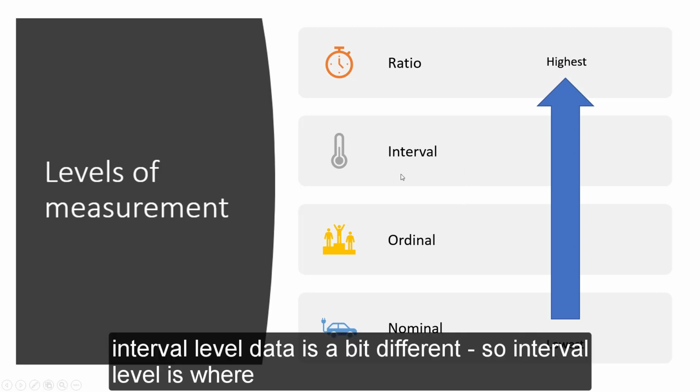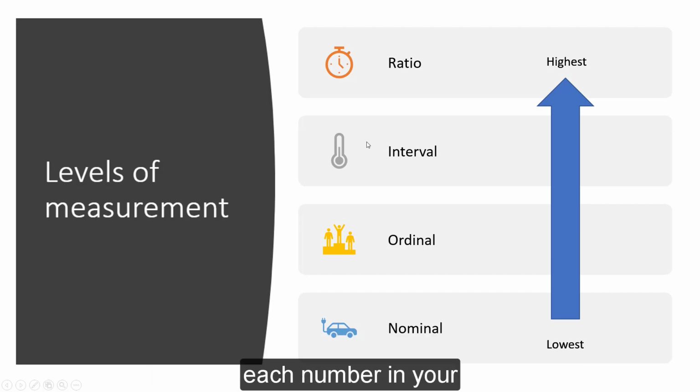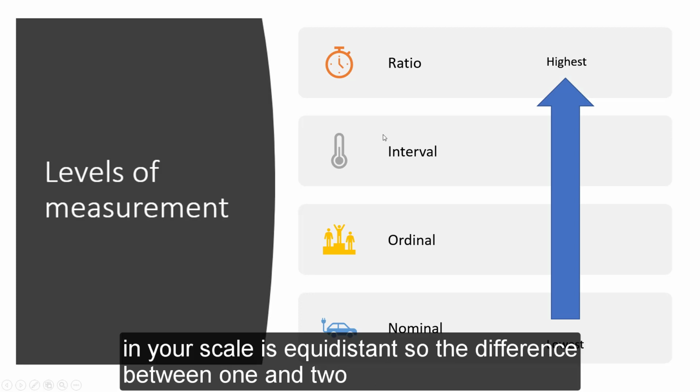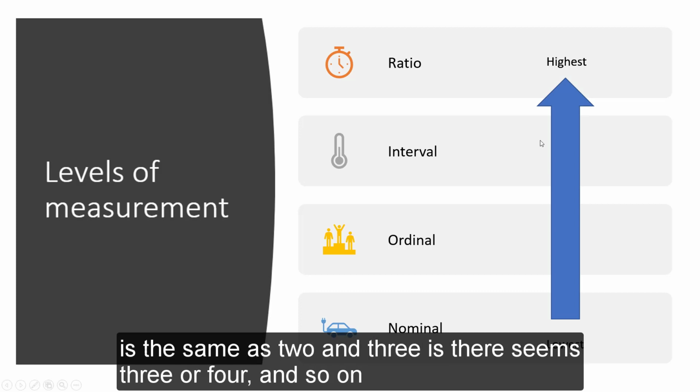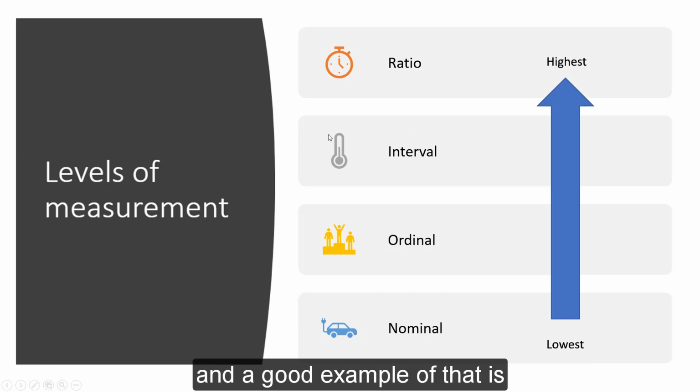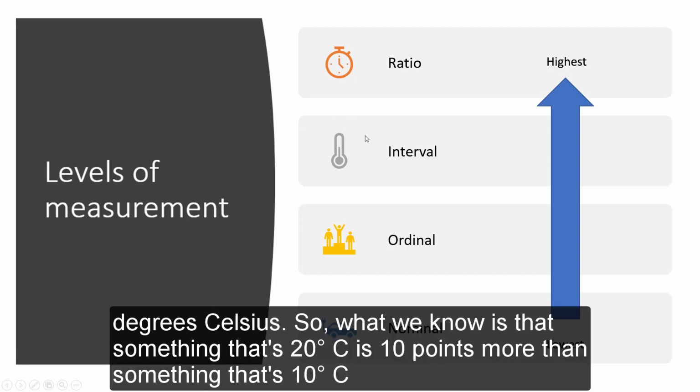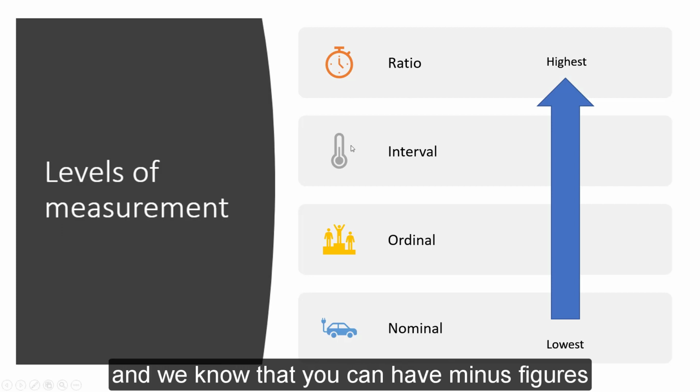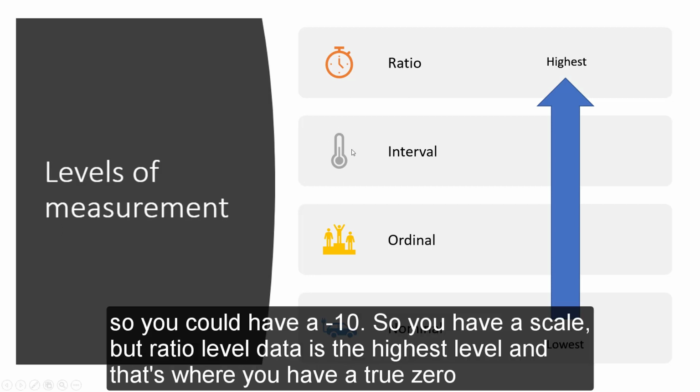Interval level data is a bit different. Interval level is where each number in your scale is equidistant. So the difference between 1 and 2 is the same as 2 and 3, is the same as 3 and 4, 4 and 5, and so on. A good example of that is temperature measured in degrees Celsius. We know that something that's 20 degrees Celsius is 10 points more than something that's 10 degrees Celsius. We know that you can have minus figures, so you could have a minus 10, and so on.